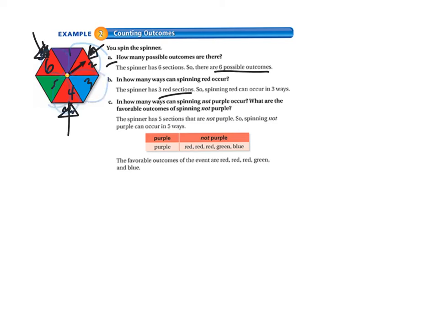So what we need to do is count up all of the possible ways that the spinner can hit this. So the first one is, it could be red. Just going to clear this up for you. Okay, so it could be red, red, red. It could be blue, or it could be green. Those are all the choices that are not purple, and you literally just list them all right there.